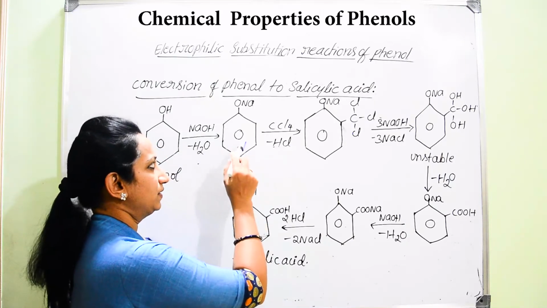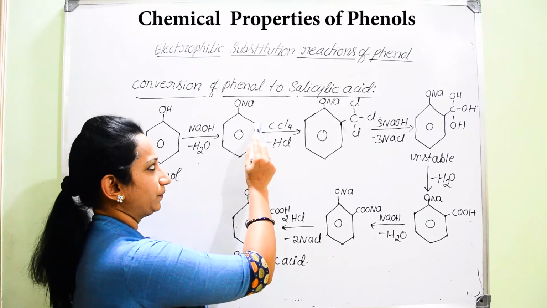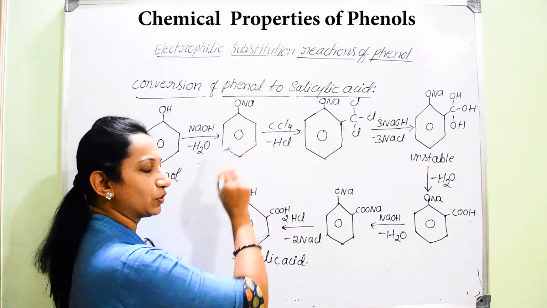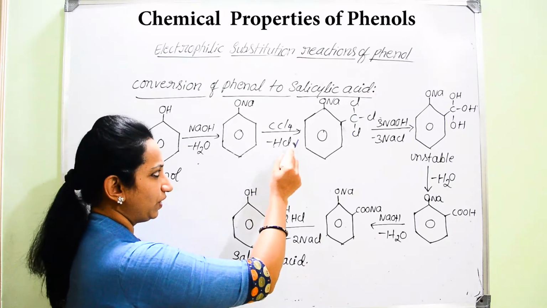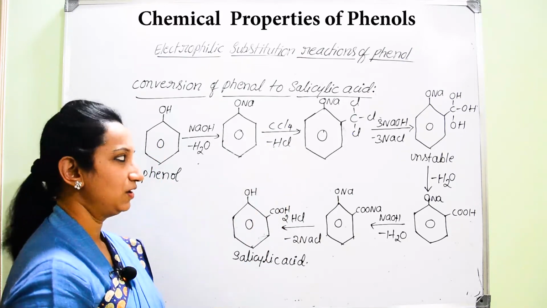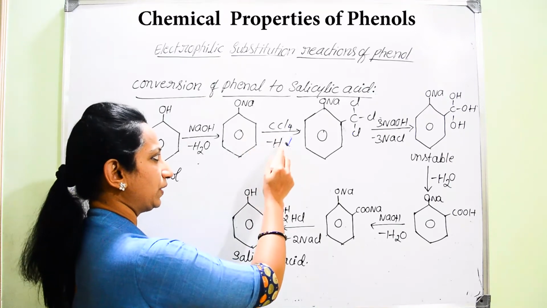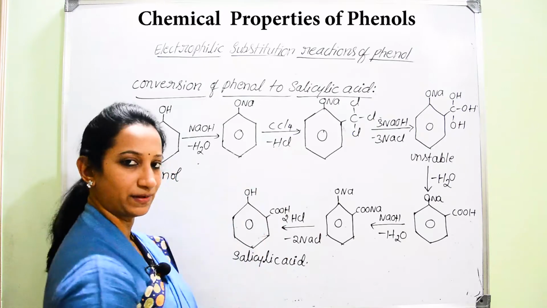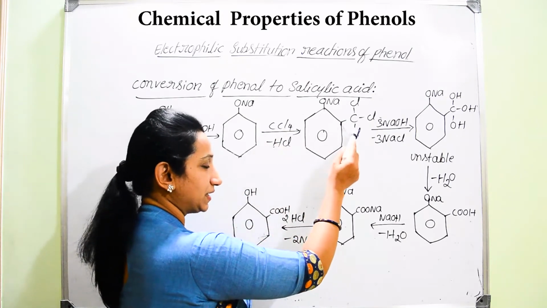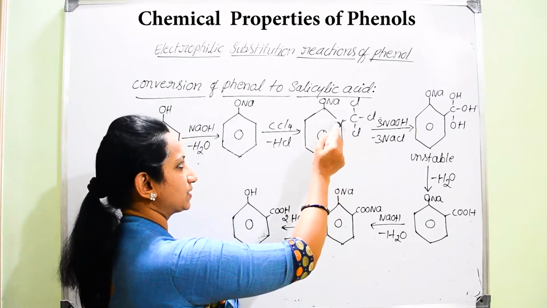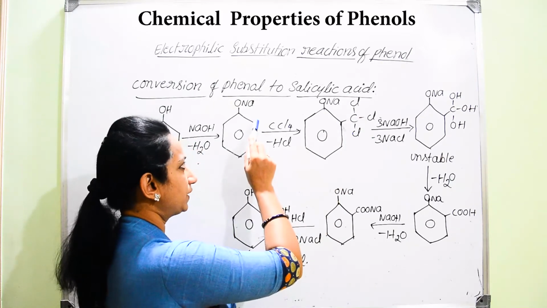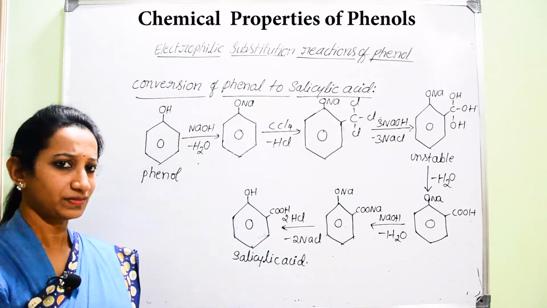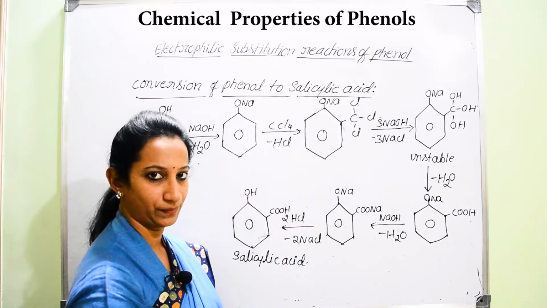And immediately at the ortho position, that hydrogen atom will interact with one of the chlorines and be removed in the form of HCl. So H will interact with chlorine to give HCl, and whatever remains after removal of one chlorine, that is CCl3, will get attached to this carbon atom. Now the hydrogen atom is replaced at the ortho position by a CCl3 group. It is one of the intermediate compounds.